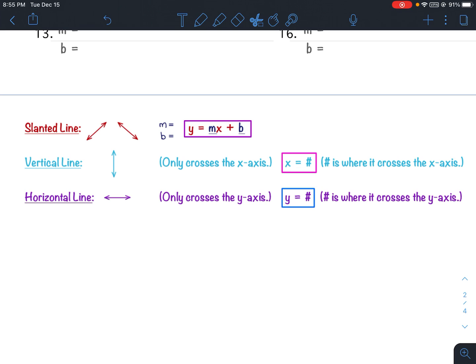If it's a vertical line, it only crosses the x-axis. So your answer is just x equals a number. For all vertical lines, it's going to be just x equals a number. Horizontal lines only cross the y-axis. Therefore, that equation is going to look like y equals a number. So for vertical lines and horizontal lines, it's just one variable. But if it's a slanted line, you'll have both y and x, and you'll have to find m and b.